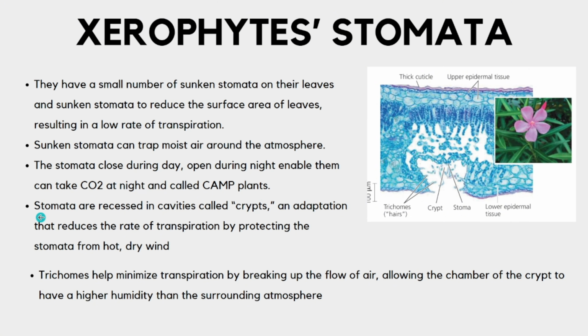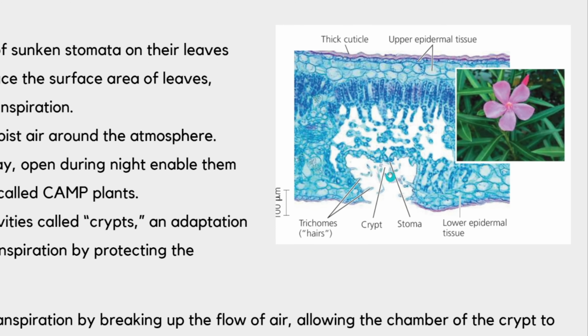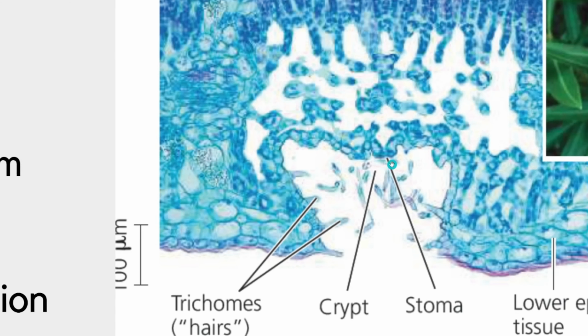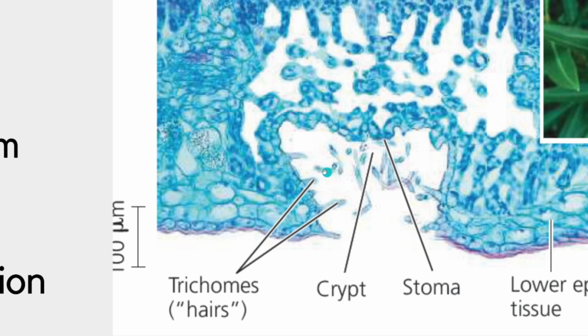CAM plant. Okay. And then the stomata are recessed in cavities called crypts. You can see this diagram. You can see the stomata is located at the upper part. But here are the cavities we call crypts. And then here we have many hairs, many hairs surrounding the cells. So all the white color here is what we call the crypt.